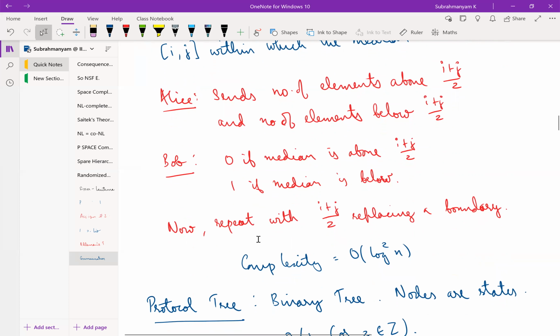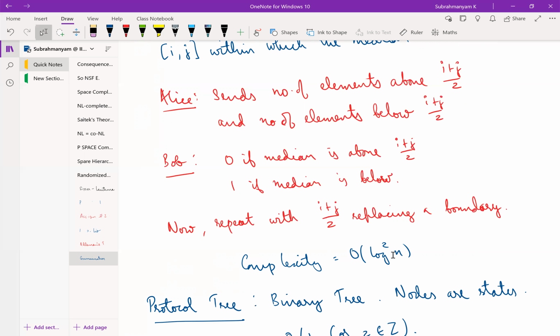Again, I'm skipping a bit of details. How many rounds will it take? The initial interval is 1 comma n, and every time we are splitting that interval into half, there are only n elements in that interval. So we will be able to split it into half at most log n many times. And every time, as we already saw, 2 log n plus 1 or something is the number of bits that is communicated. So log n rounds with communication of log n each round gives you order log square n. Right? Log n multiplied by log n.